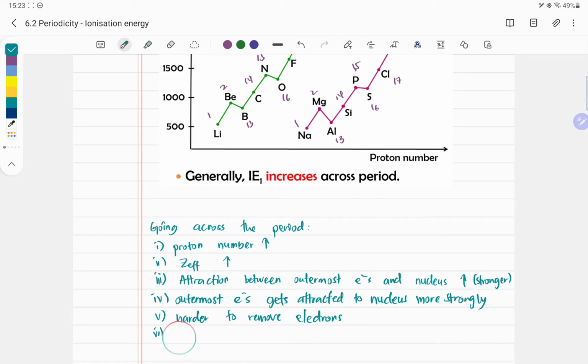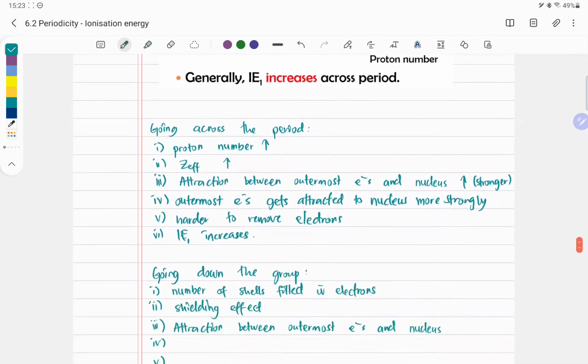And because it is harder to remove electrons, i.e. first ionization energy increases. Okay, first ionization energy increases.